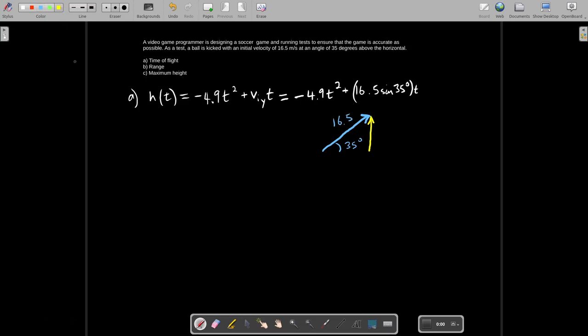We can easily find the magnitude of the yellow line by doing, well, this is opposite. So this is going to be opposite over hypotenuse. And yep, sine is opposite over hypotenuse. So therefore sine 35 degrees is equal to opposite, which we don't know, over 16.5. And maybe I should call that opposite rather than an x for clarity. Opposite over 16.5. So then opposite is equal to 16.5 times sine of 35 degrees. There we go. All right, so we have this function established now.